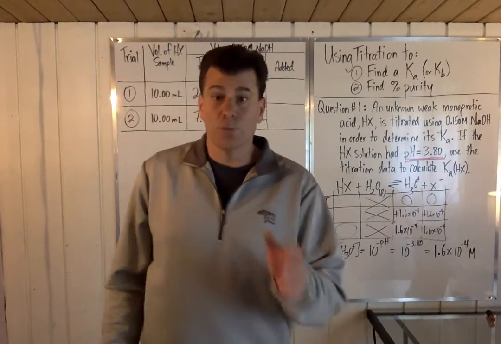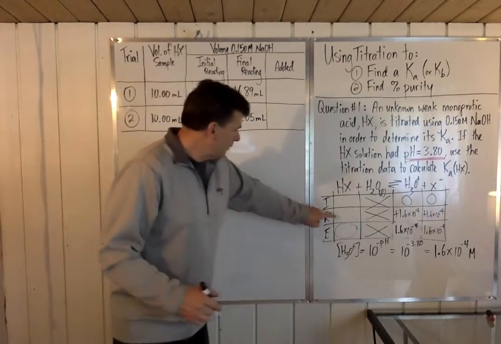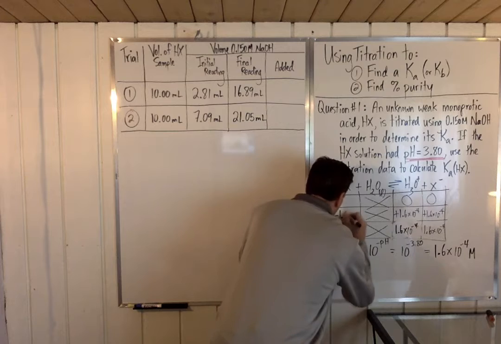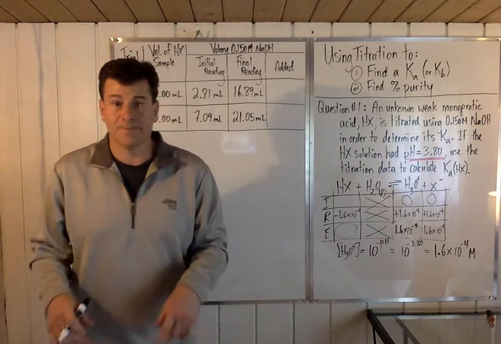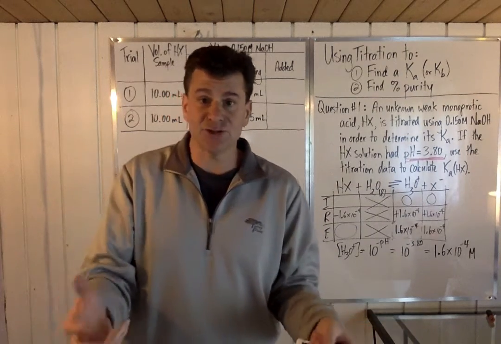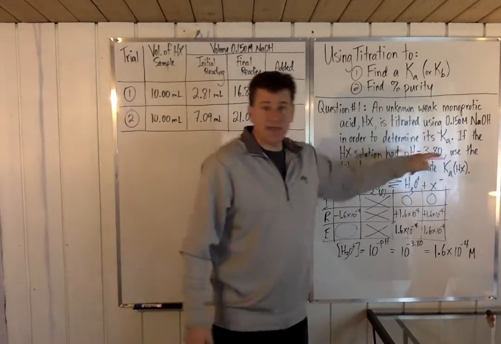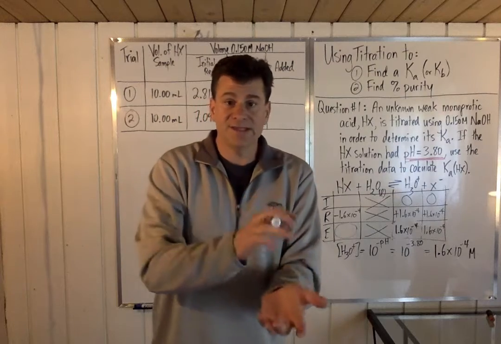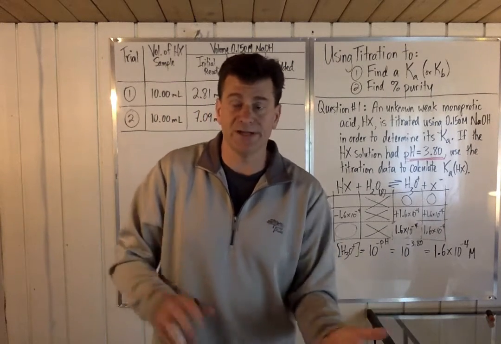And at equilibrium was also 1.6 times 10 to the negative 4. Don't forget, though, that this R would have gone down that same amount. So I haven't even contemplated the titration part of this question yet. What I've done is I've just taken this pH of 3.80 and figured out how much of the ICE table I can fill in before we even contemplated doing a titration.